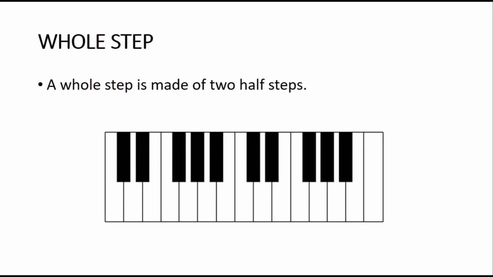So a whole step is made of two half steps. So let's check. I can see that here we have in the middle a black note. So let's check it out. We have this note, this is an F, and this black note is an F sharp. The next note will be G. So here I have two half steps that together create a whole step.